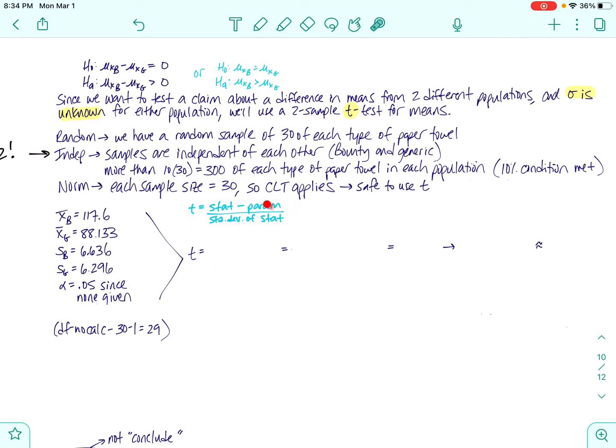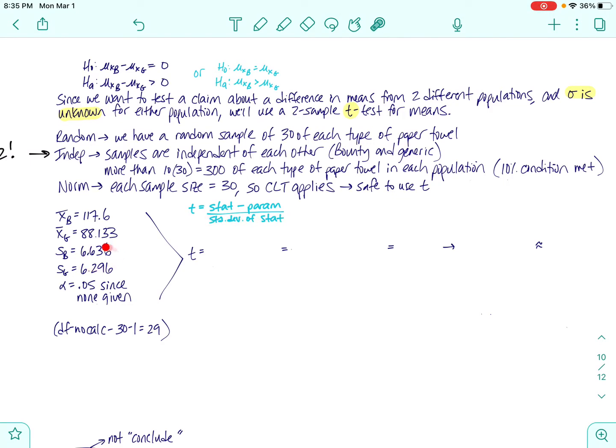Here's the words that are written on the formula sheet. You need to know what your statistic is for this problem. The statistic is the difference in our two samples. So this number minus this number, the bounty minus the generic. That difference between those two sample statistics is the statistic for our problem. The parameter is the number from the H0. Remember, we're always assuming that there is no difference, so that's going to be a minus 0. I like to write the minus 0 because I like to fill in all my blanks, but obviously minus 0 does nothing. What about standard deviation of the statistic?